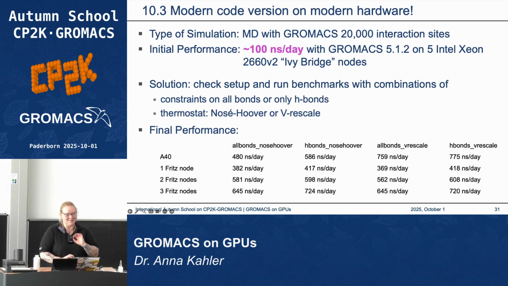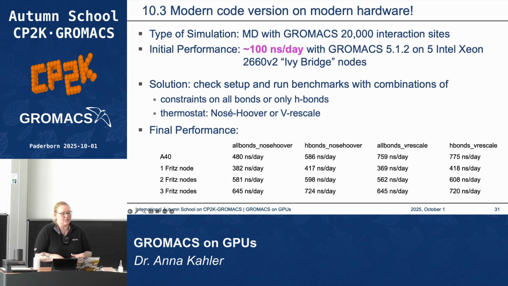So the last example I have for you is what you can do with modern code on modern hardware. In this case, it was a normal MD with 20 to 30,000 interaction sites, and they had run the simulations for a few years already with GROMACS 5.1.2. It was an 8-year-old version of GROMACS that is not supported by the developers anymore. It doesn't have any patches, but it ran on 5 of the Ivy Bridge nodes with a performance of 100 nanoseconds.